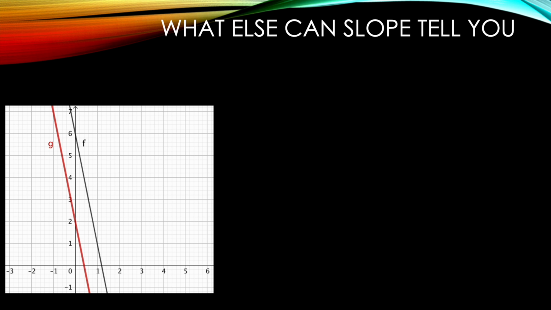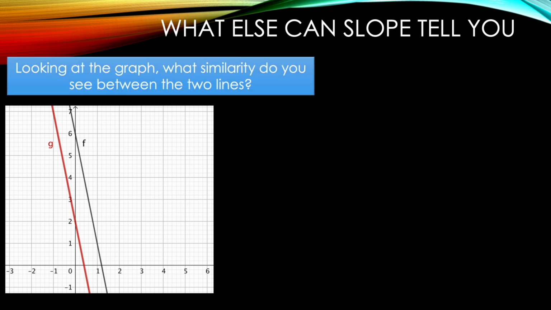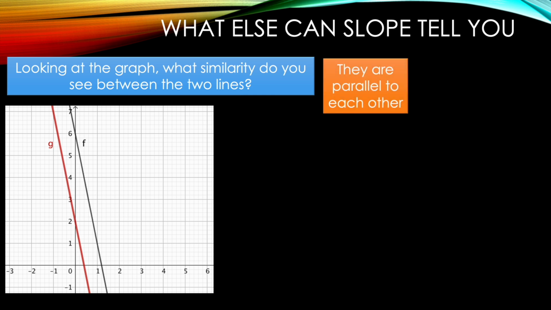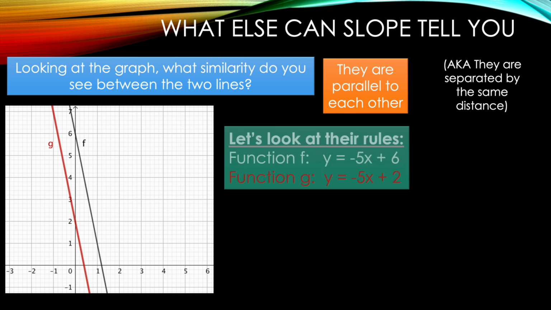Now, moving on, one of the most important things about slope is it can actually tell you what kind of lines you have. So here are two functions, g and f, and I'm sure you see something similar between them. They are actually very parallel to each other, or they are separated by the same distance from positive to negative infinity, or for all real numbers.